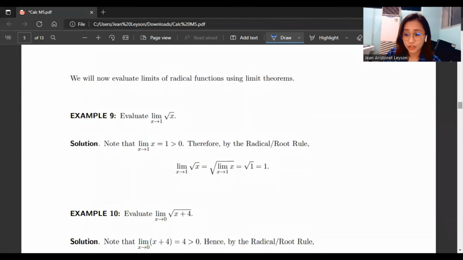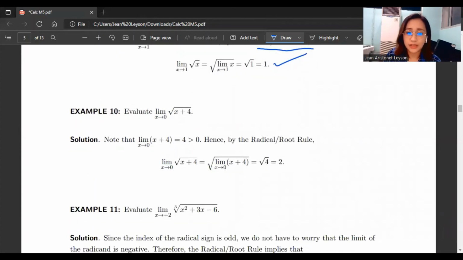So next, the third function that we will be dealing with in this discussion: we will now evaluate limits of radical functions using the limit theorems. Again, this is very easy. Evaluate the limit of the square root of x as x approaches 1. Note that the limit of x as x approaches 1 is 1, which is greater than 0. Therefore, by the radical root rule, that's the limit of the square root of x as x approaches 1, which is equal to the square root of the limit of x as x approaches 1. Substituting 1 for our variable, that's simply 1. The square root of 1 is, of course, 1.